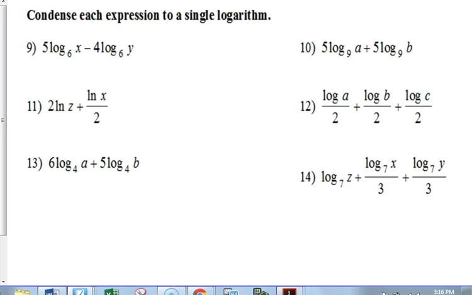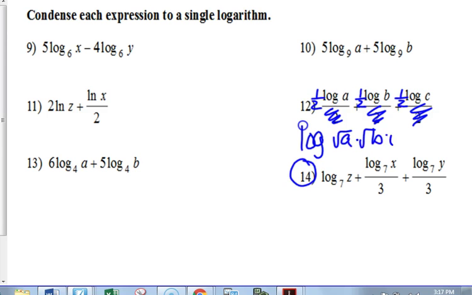12 or 14? Actually, I think there might be one like 14. Can I do that one instead? This is just the reverse of the question we just did, because these dividing by 2s are really just 1/2s. So this is the log of the square root of a times the square root of b times the square root of c, because all the pluses would become multiply. So that could be rewritten as square root of ABC.